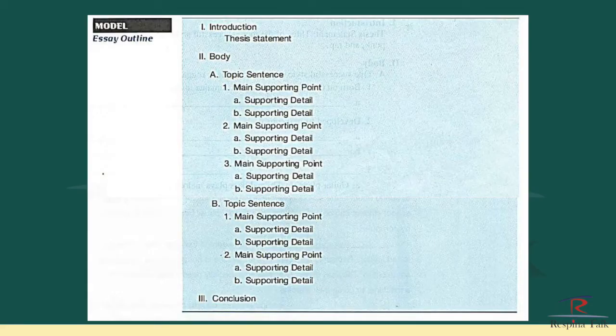Take a look at this example. We have the introduction paragraph, which includes a thesis statement. We have two body paragraphs. The first body paragraph gives three main ideas, three supporting points actually, about the first topic sentence. And the second body paragraph gives two supporting points about the main idea. And finally, you have the conclusion.